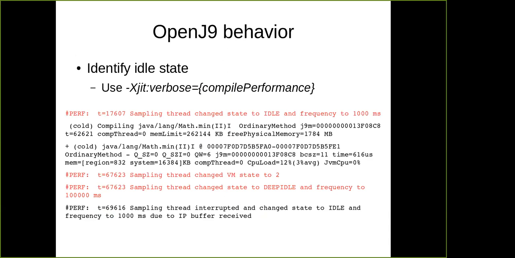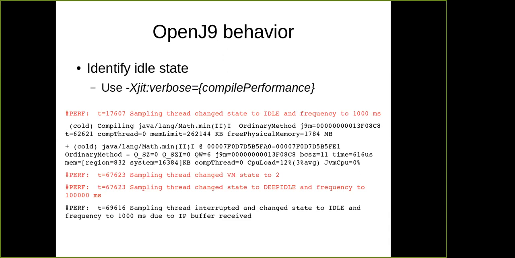If you want to know whether your VM has gone into idle state or not, you can enable JIT logs. To enable JIT logs, you can use -Xjit:verbose with compilePerformance as the sub option. These JIT logs will contain a lot of compilation related information, such as which methods are being compiled. In addition to that, this particular option also causes the sampler thread to emit messages when it changes its state.